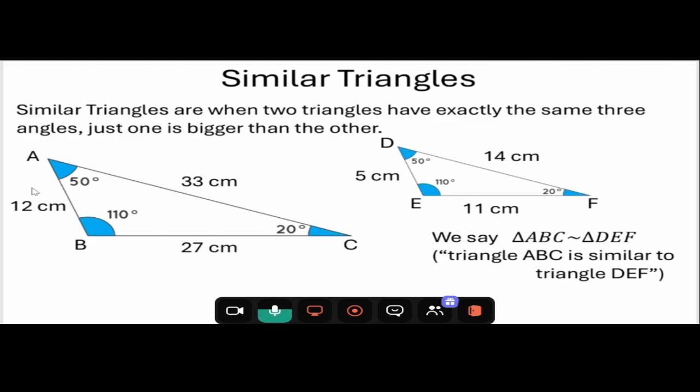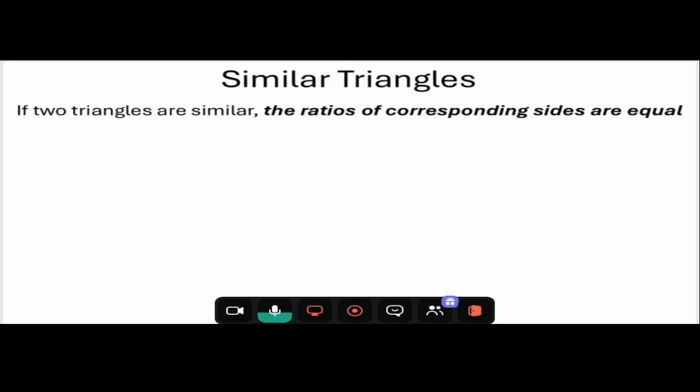Do you notice I kept the letters in the right order too, starting at the 50 degrees to the 110 to the 20? It doesn't matter which order you put the first one in, as long as you then put the other one in the same order, right? The matching order. Okay, so who cares if two triangles have all the same angles? Well, it turns out that if two triangles are similar, then here we get ratios again all over the place in Math 052. The ratios of their corresponding sides are equal.